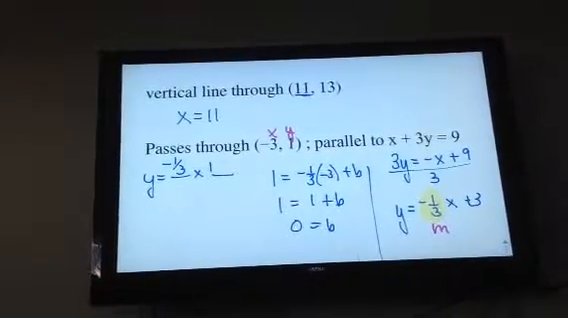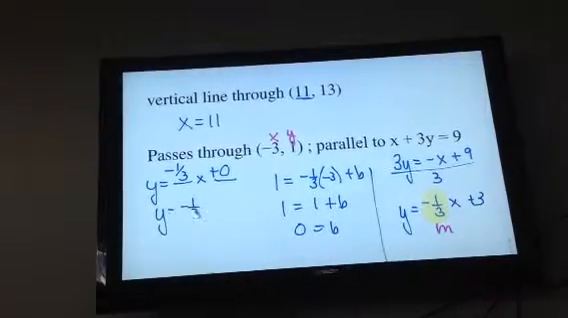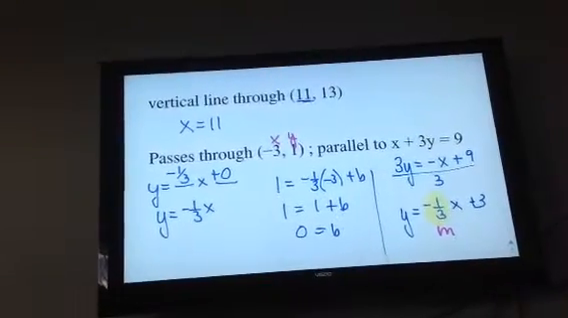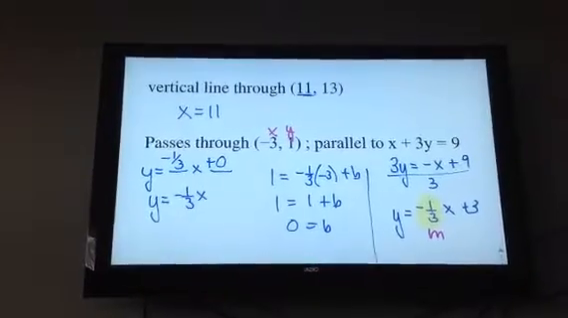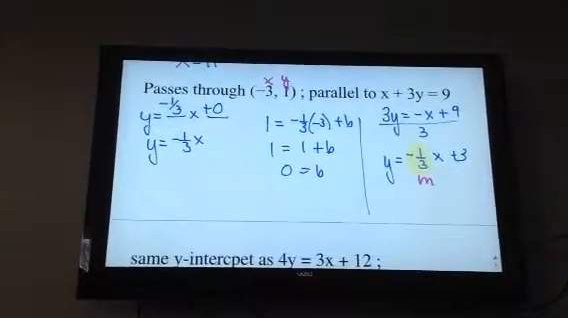If you wrote plus or minus 0, I really wouldn't care. I wouldn't mark it wrong. But really, we just have that: y equals negative 1/3 x. A question on that one?